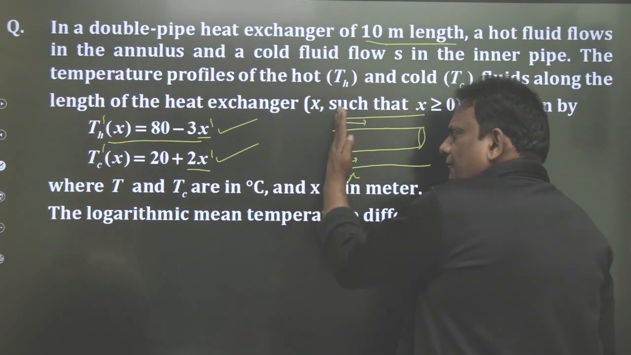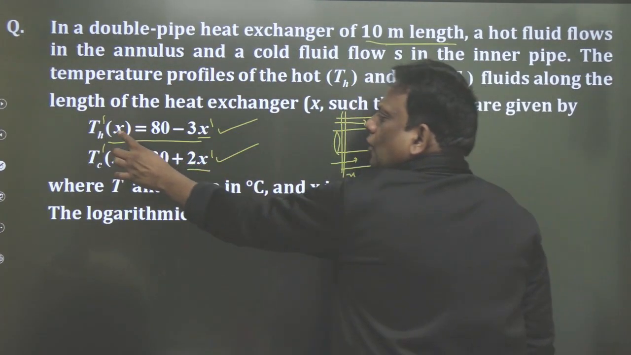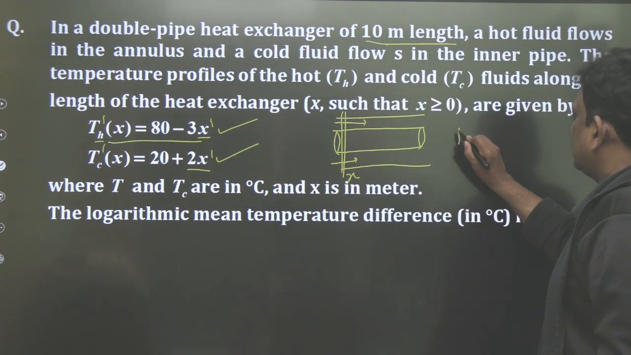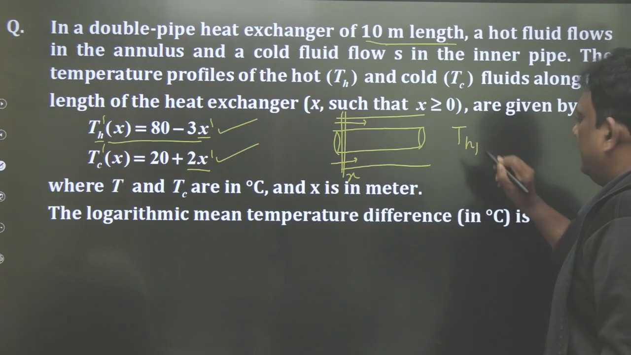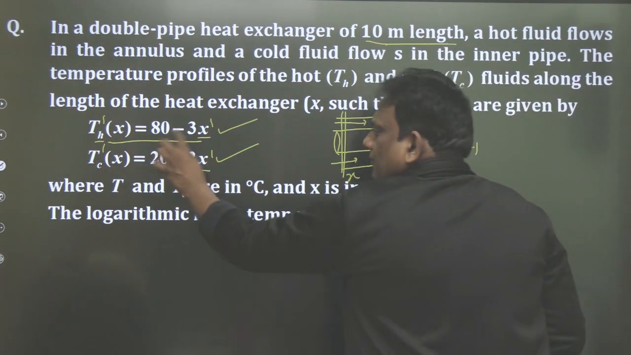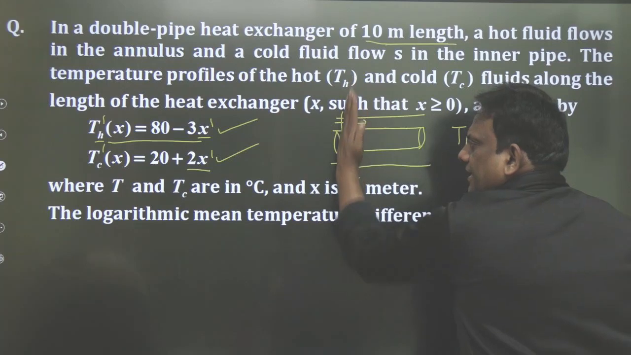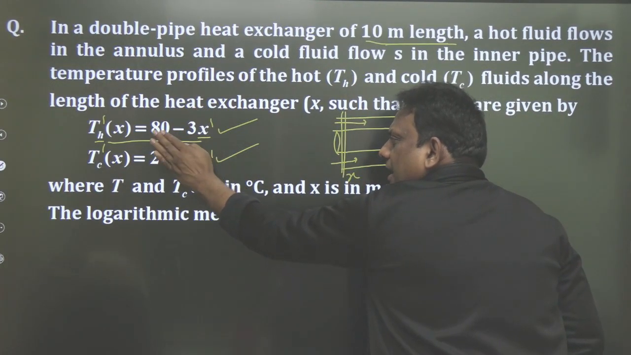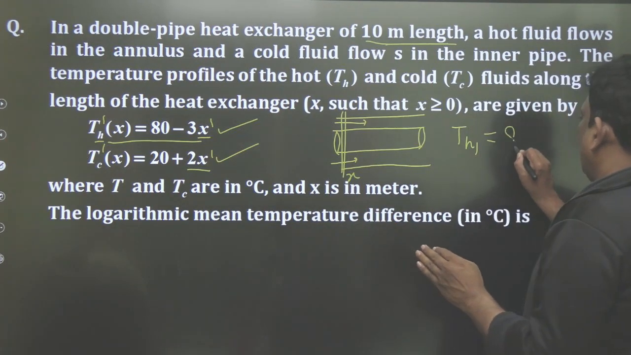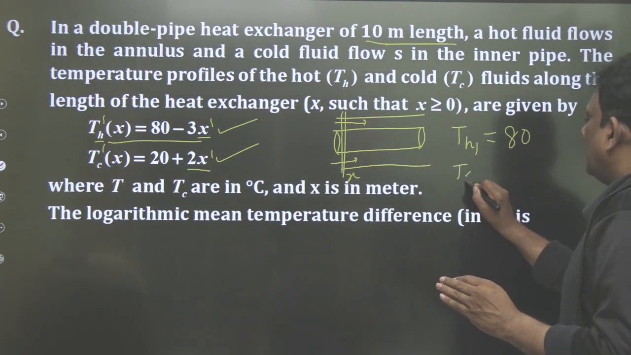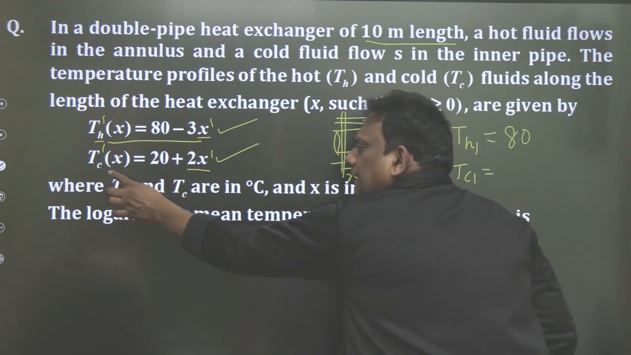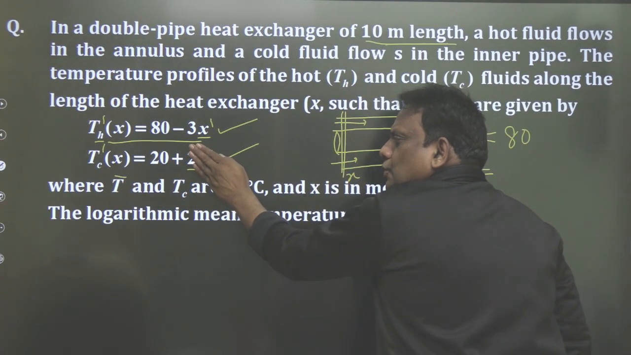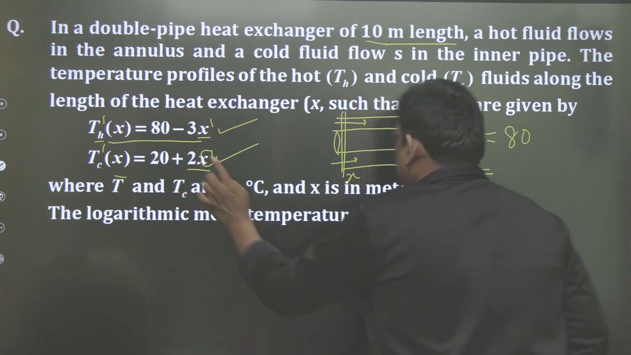When X is 0, what is the hot fluid temperature at entry? When X is 0, at the hot fluid inlet, it is 80 minus 3 into 0, this is 0, 80 minus 0 is 80. No problem at all. So at the inlet, what is the cold fluid temperature? At the inlet, X is 0. When X is 0, 2 into 0 is 0. Therefore, T cold at the inlet is 20.